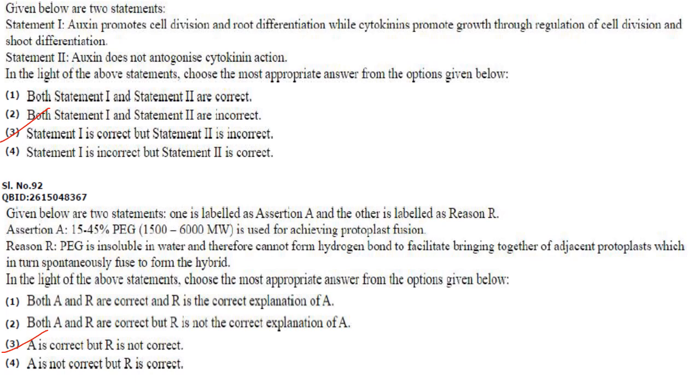Then next one. Given below are two statements. One is labeled as assertion A and the other is labeled as reason R. Assertion: 15 to 45% PEG is used for achieving protoplast fusion. Correct. Reason: PEG is insoluble in water. It is soluble in water and therefore cannot form hydrogen bond to facilitate bringing together of adjacent protoplasts, which in turn spontaneously fuse to form the hybrid. That statement is not correct. PEG is soluble in water. So the answer here is A is correct but R is not correct.